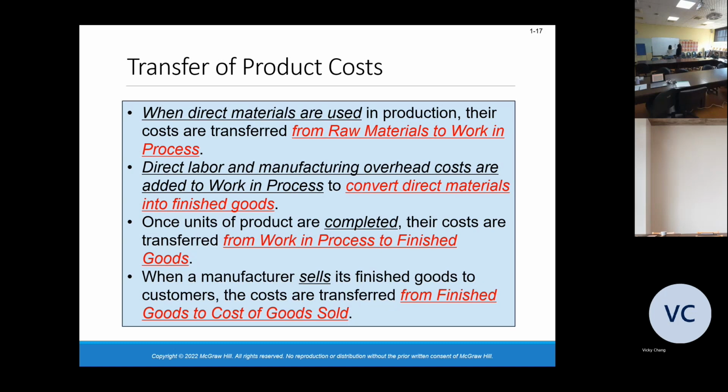So you should reduce this first because they are finished, right? Okay, so this is finished goods. They are all assets. So when they are increased, always put on the left hand side. When they are reduced, always on the right hand side. Okay, finished goods. And when you sell the product, you have to COGS. When the manufacturer sells its finished goods to customers, the costs are transferred from finished goods to cost of goods sold. We call it COGS.